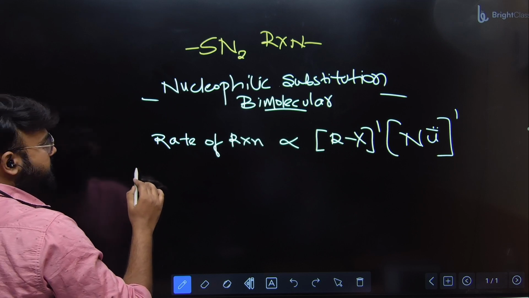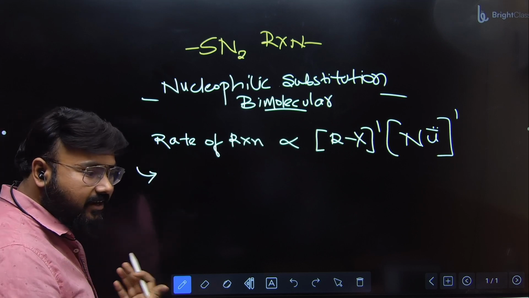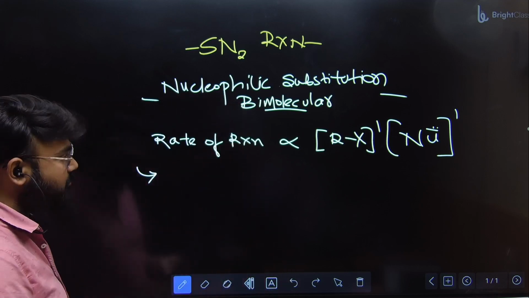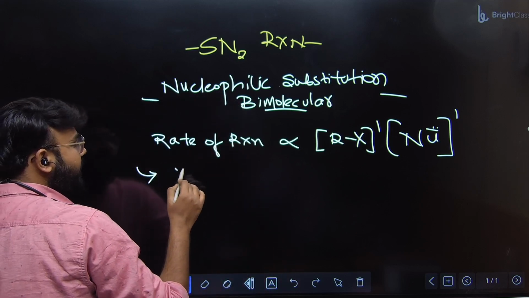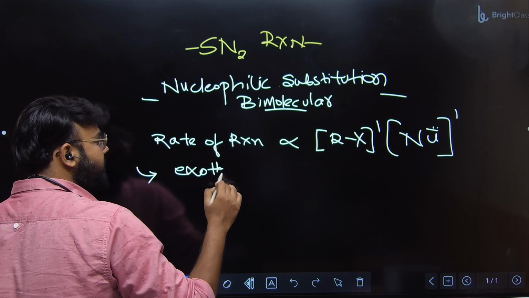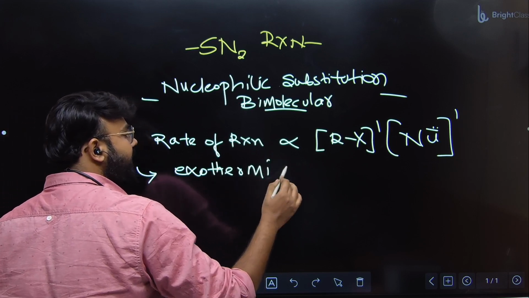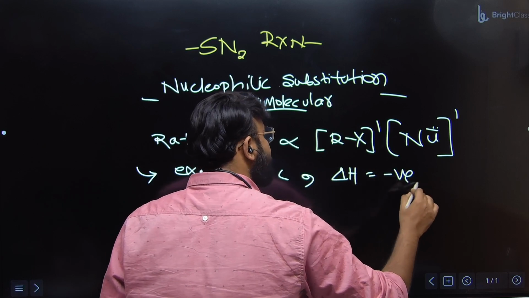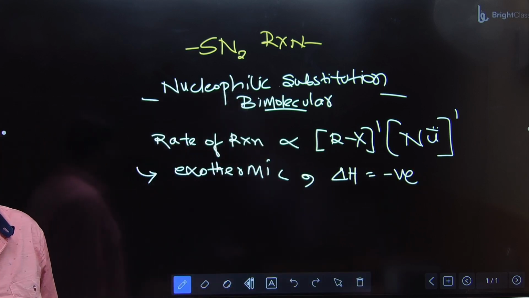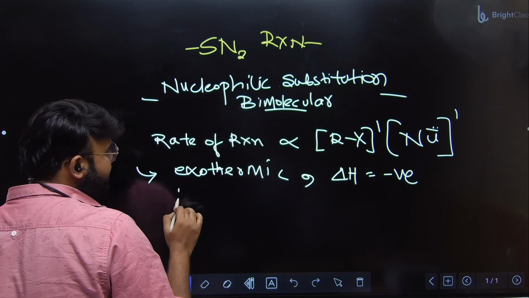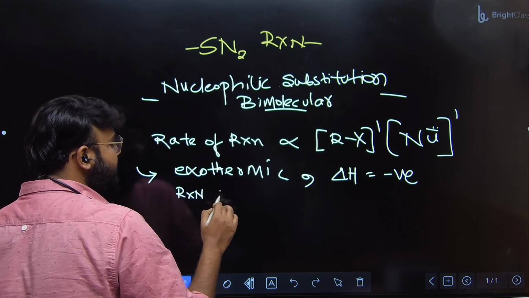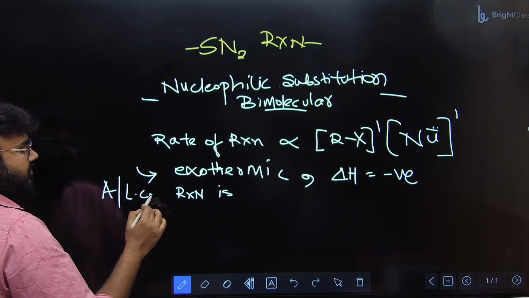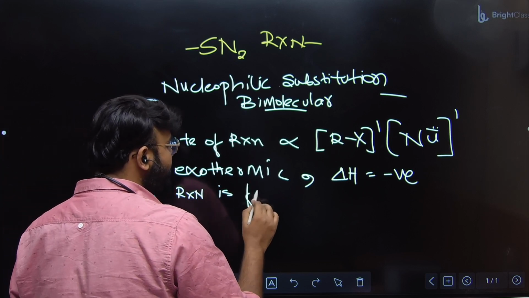Now, remember, all SN reactions are exothermic. That is the similarity between SN1 and SN2. So this reaction is also exothermic. Exothermic means what will be the delta H? Delta H will be negative, right? So according to Le Chatelier's principle, the reaction is favored at low temperature.